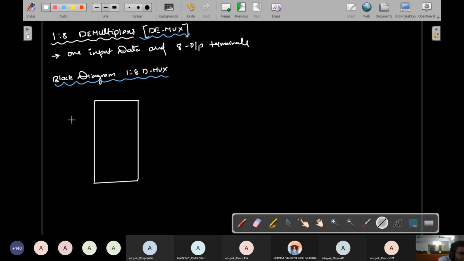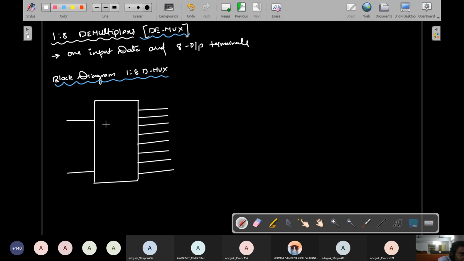We have to use one input terminal and one enable. After that I use 8 output terminals. So this is first terminal, second, third, fourth, fifth, sixth, seventh, 8. So total 8 output terminals right now I consider.